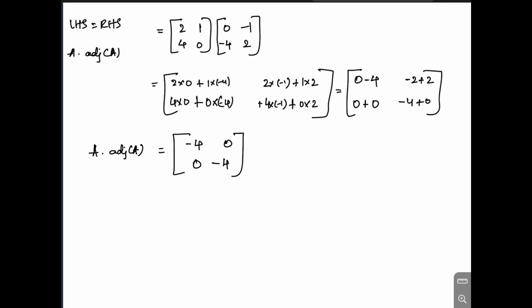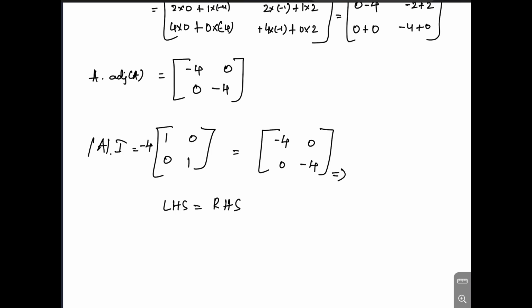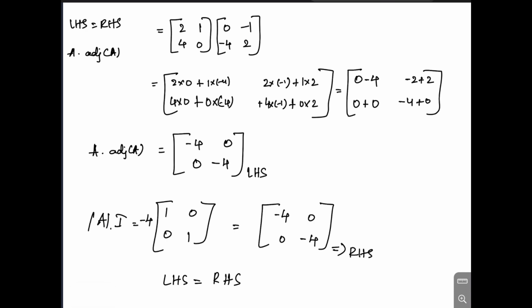Now we need to find the RHS also. So determinant of A into I. The determinant value we got is minus 4, times 1, 0, 0, 1. Now let's multiply with minus 4 here. So minus 4, 0, 0, minus 4. So we can say LHS equals RHS. This is our RHS. This is our LHS. So both are equal.